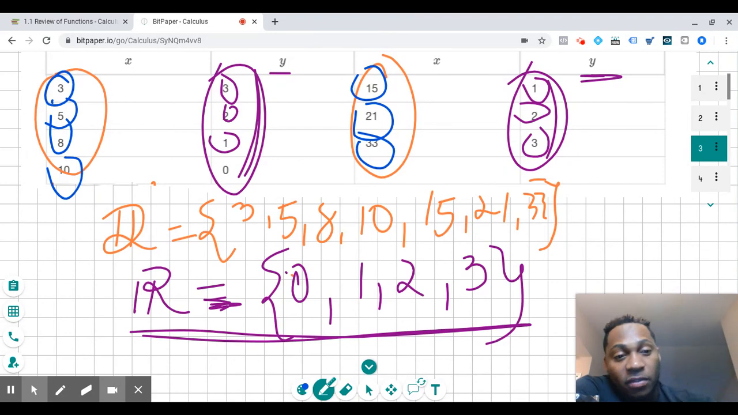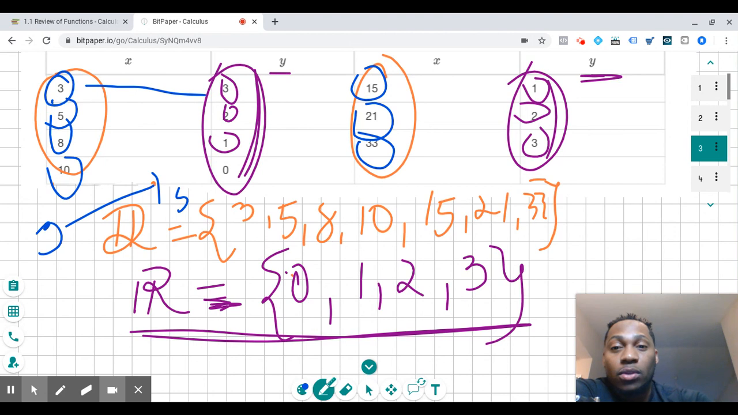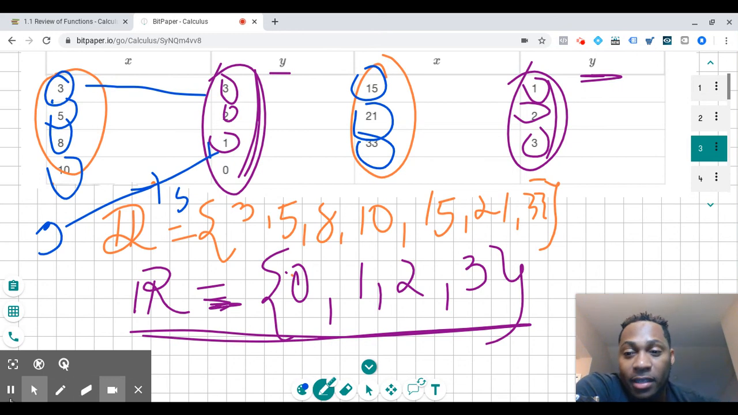That means it's going to pass the vertical line test. And if we had x values that were repeated, then most likely you wouldn't have a function, because let's say you had 3 going to 3, and then you also had another 3 going to 5. That wouldn't be a function because it wouldn't pass the vertical line test. And that's all you have to do for this one. And yes, it is a function.